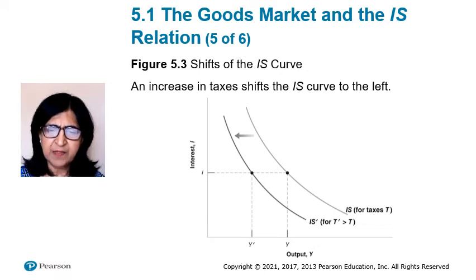Changes in factors that decrease the demand for goods for a given interest rate shift the IS curve to the left. Changes in factors that increase the demand for goods given the interest rate shift the IS curve to the right. Changes in G, T, or C0 will shift the IS curve. Increase in T or decrease in G or decrease in C0 shifts IS to the left. Decrease in T or increase in G or increase in C0 shifts IS to the right. Use Keynesian cross diagram to see how this happens.